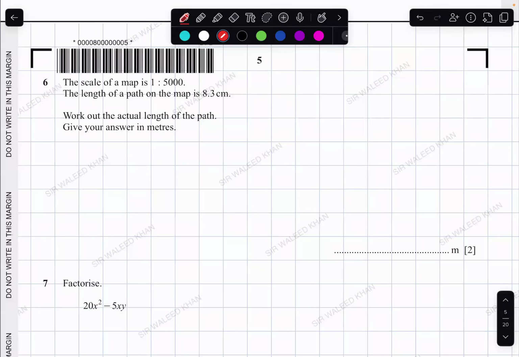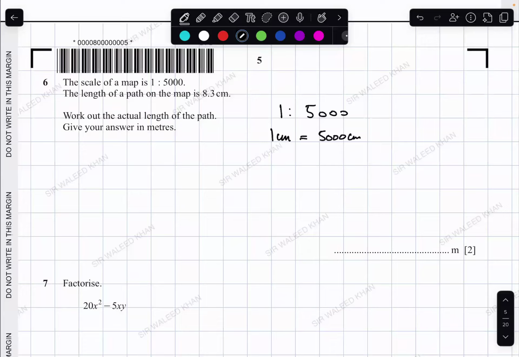Maps and scale. The scale of a map is this much. The length of a path on a map is this much. Work out the actual length. So all we have to do is just use proportions. The scale of a map is 1:5,000 centimeters. Okay, when they have given you the ratio over here and they haven't mentioned anything, that means they are using the same scale over here. So 1:5,000 means 1 centimeter is equal to 5,000 centimeters.